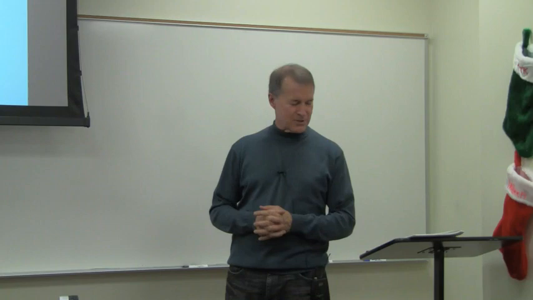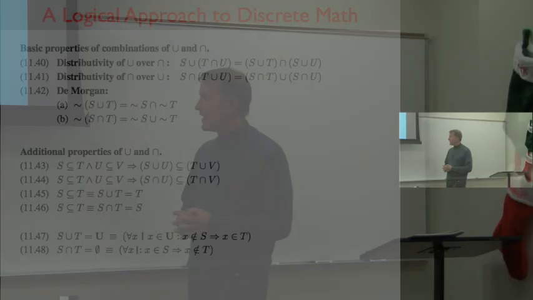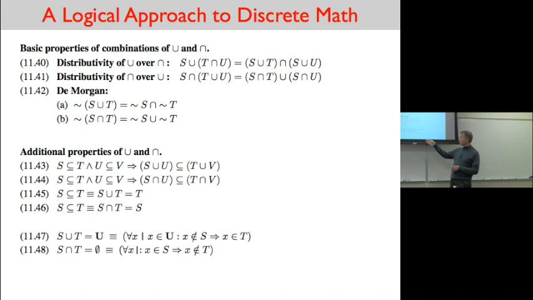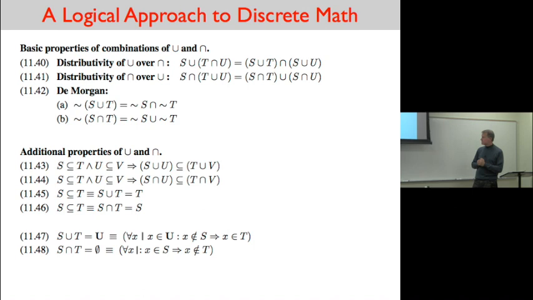Sure. Which one? 11.48. 11.48, that's S intersection T equals the empty set, equivalence for all X ranging over true, X is an element of S implies X is not an element of T. All right. What's your question? I can only get it to be the implies, I don't get the not. You can't get the not here?